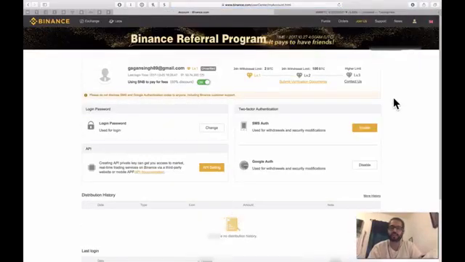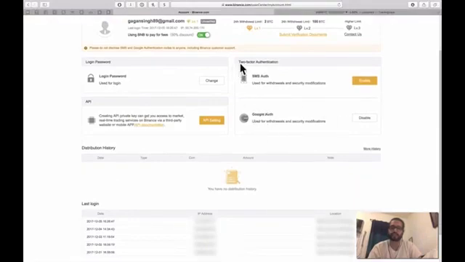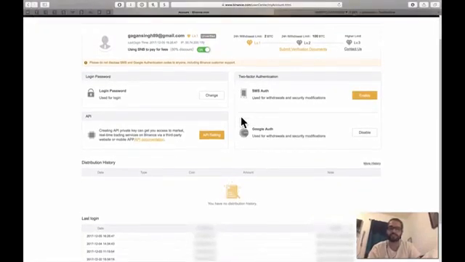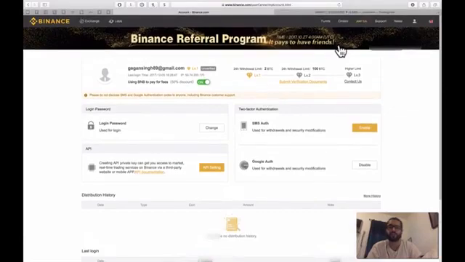Before I go into anything, just go into account and make sure you enable two-factor auth. It's really important, especially if you're going to be putting any real money into this. Google Auth is more secure than SMS, so use that if you can.